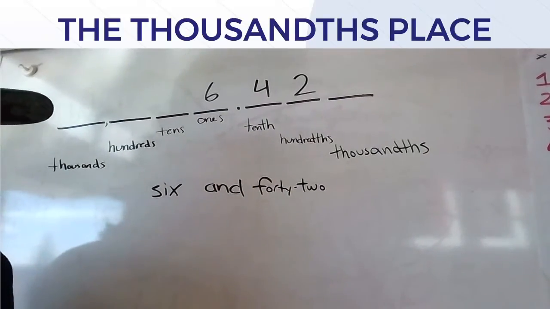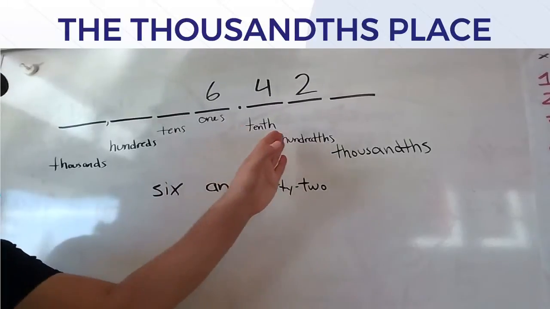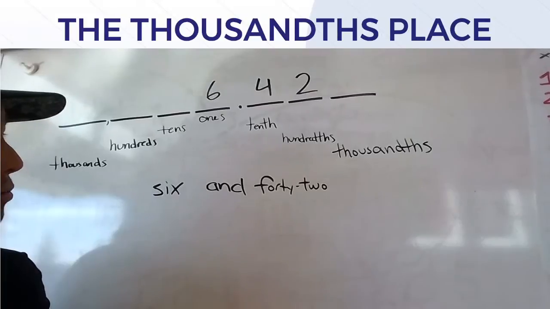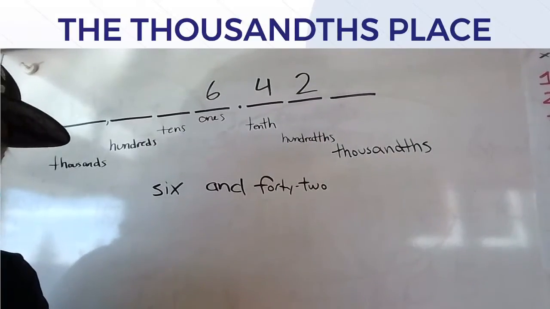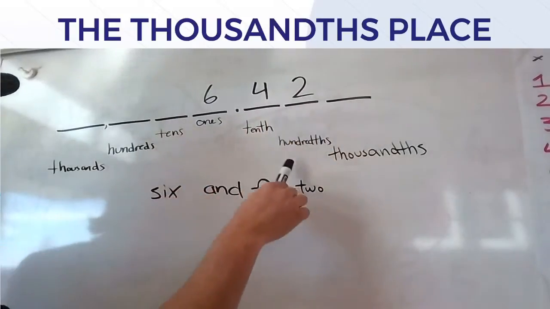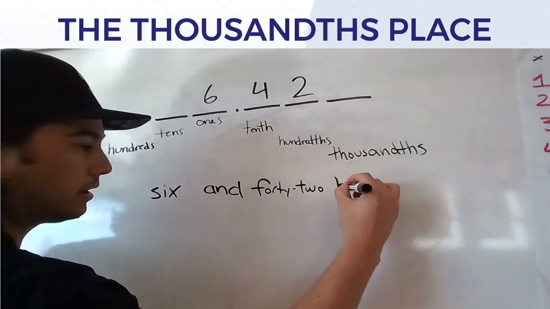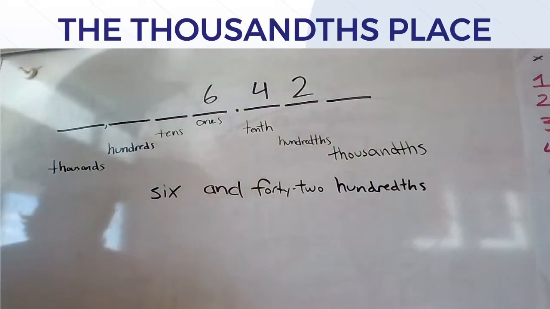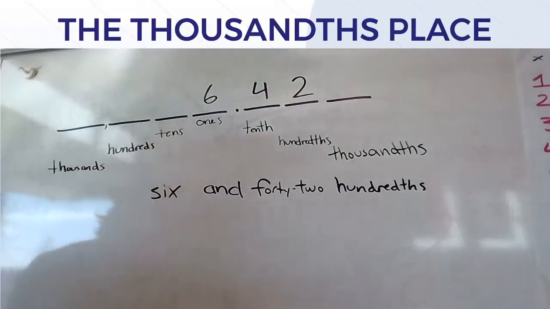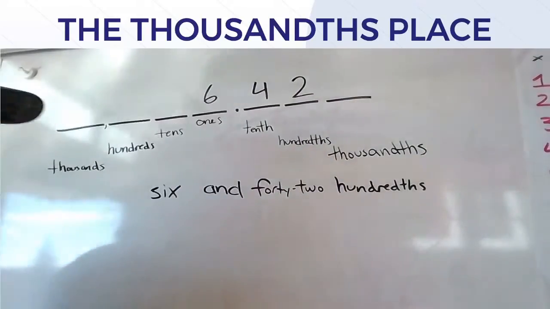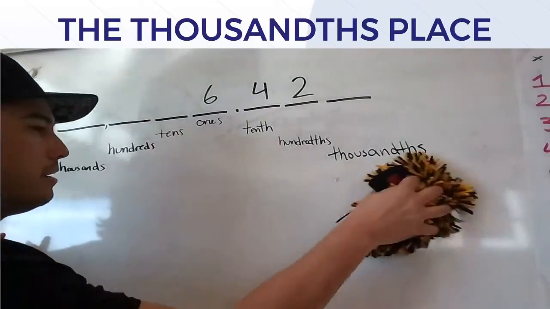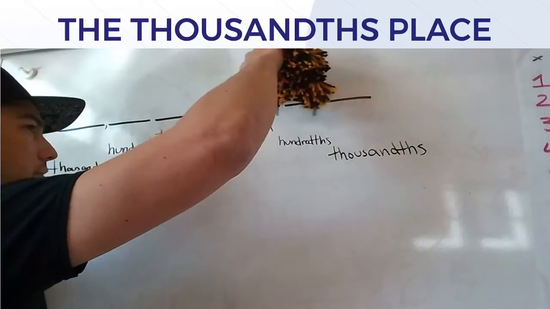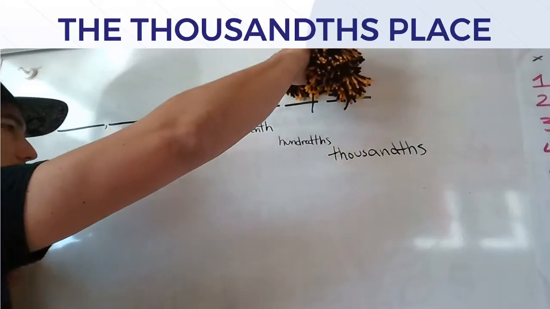Then, in order to know 42 what, you've got to think about how far along our decimal places this number goes. In this case, it stops at the hundredths place. So we're going to say 6 and 42 hundredths. In essence, when we're naming decimals, we want to think about the total number that we see to the right of the decimal point, and then how far does that number go?